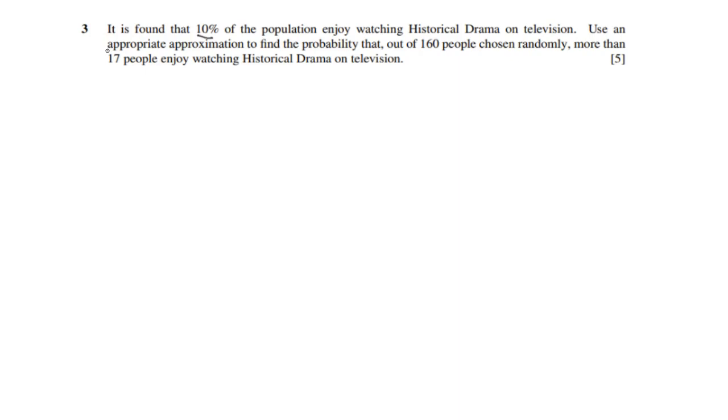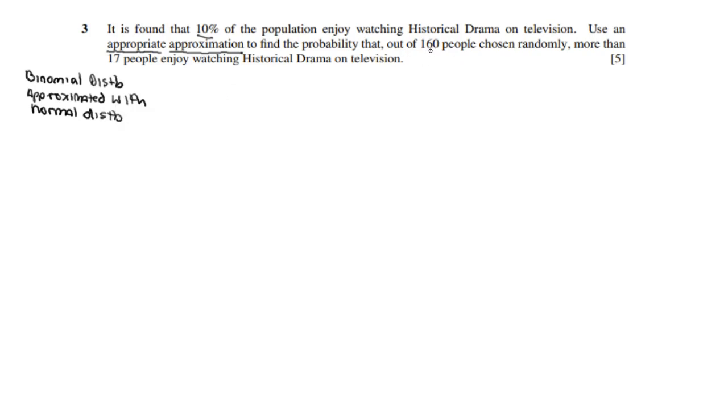All right, so in problem number 3, they tell us that it's found that 10% of the population enjoy watching historical drama on television. This is basically another way of telling you that the probability that someone enjoys watching historical drama is 10%. Now you also notice that they say that we're using an appropriate approximation. Well, when I see that, I'm thinking that this is a binomial distribution and that they want to approximate it by using a normal distribution. So whenever you see those words, it's kind of a good clue.